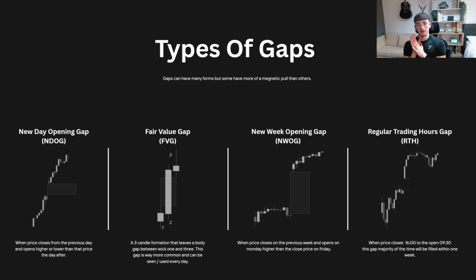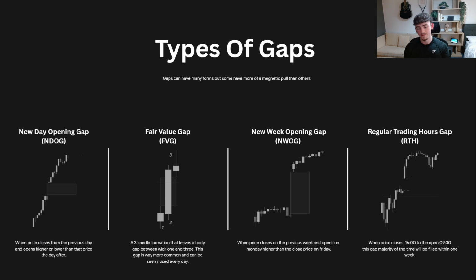Now the juicy stuff. This is what I've been talking about, which you guys haven't really got. So now everything's sort of going to make a bit more sense for you. So these are the types of gaps. So we have a new day opening gap. This is where price closes from the previous day and opens higher or lower than that price the day after. So very self-explanatory with that one.